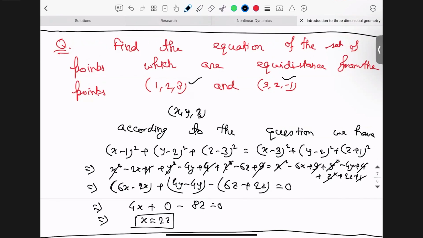So let's stop at this point. In the next class, we will try to discuss a few more examples regarding this 3D geometry, and we will end this chapter by next day.